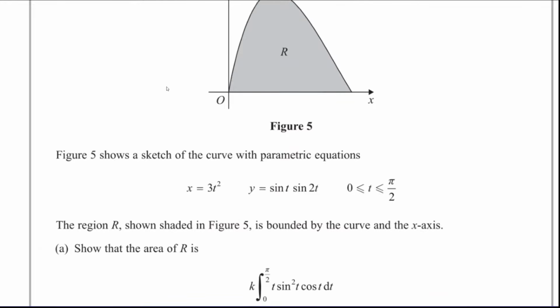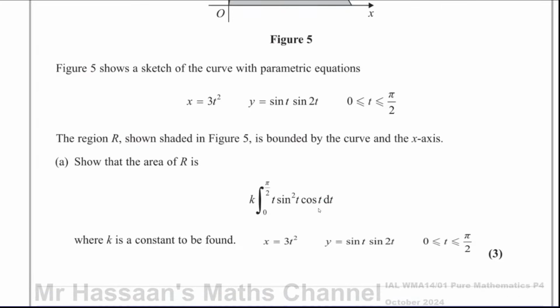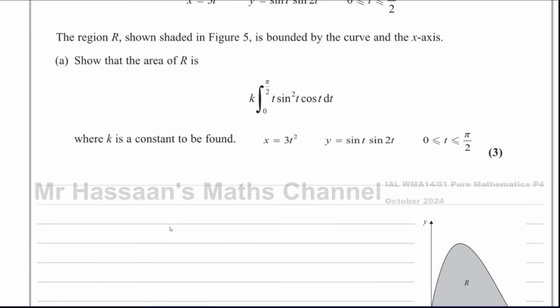It says, figure 5 shows a sketch of the curve with parametric equations x equals 3t squared, y equals sine t times sine 2t, where t is between 0 and pi over 2. The region R shown shaded in figure 5 is bounded by the curve and the x-axis. Show that the area of R is given by the integral k times the integral from 0 to pi over 2 of t times sine squared t cosine t with respect to t, where k is a constant to be found.